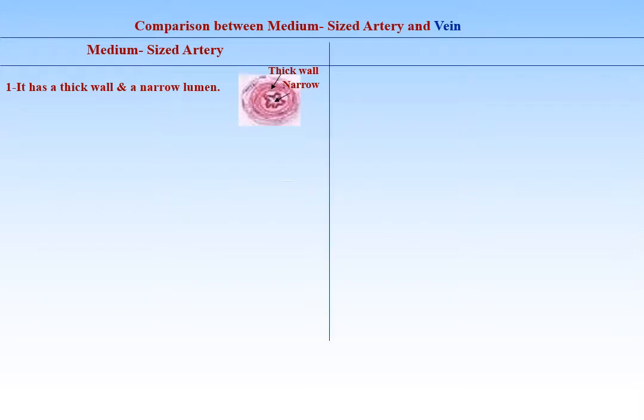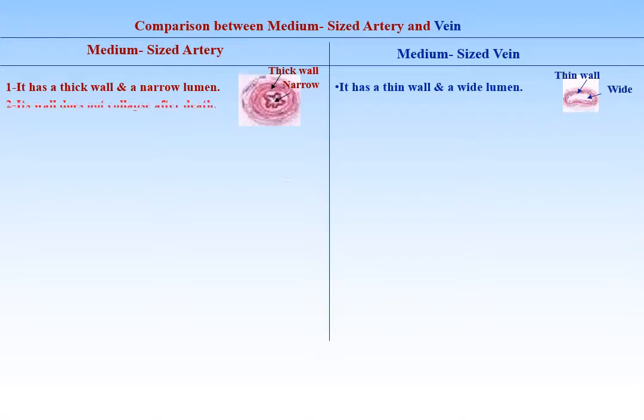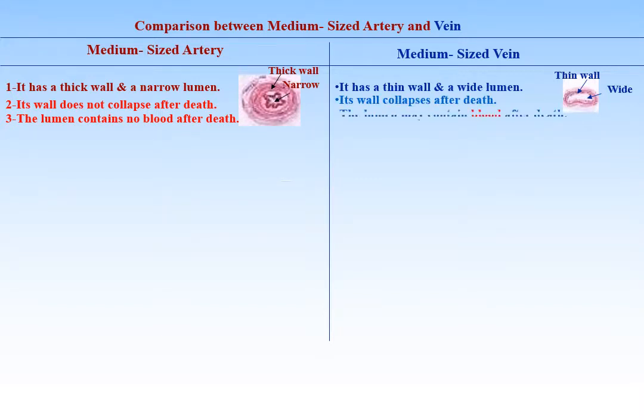Comparison between medium-sized artery and vein. For easy differentiation between both, we have to consider the general characters and the structure of each. A medium-sized artery has a thick wall and a narrow lumen, while a medium-sized vein has a thin wall and a wide lumen. A medium-sized artery does not collapse after death, and the lumen contains no blood, while in a medium-sized vein, the wall collapses after death, and the lumen may contain blood.